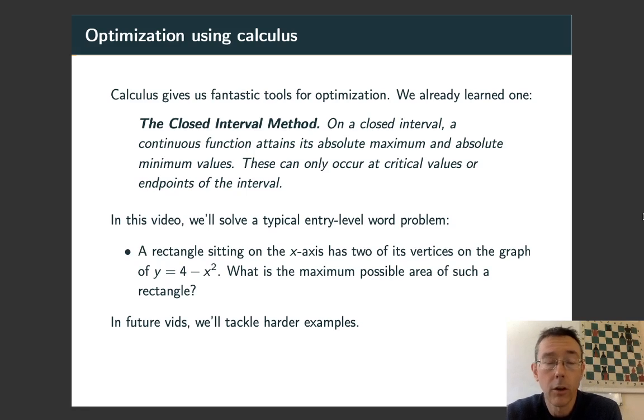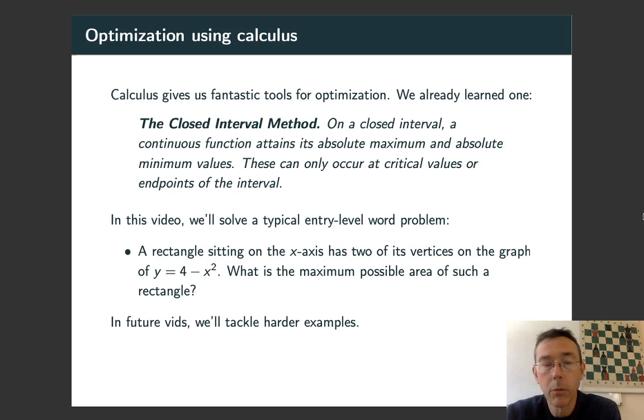So we have a technique already for finding absolute extrema for known functions, the closed interval method. If you've got a continuous function and a closed interval, then you're definitely going to have an absolute maximum and an absolute minimum. They can only occur at endpoints or at critical values. So here's the problem we're going to do in this video. A rectangle sits on the x-axis and two of its vertices lie on the graph of y equals 4 minus x squared. What's the maximum possible area of such a rectangle?